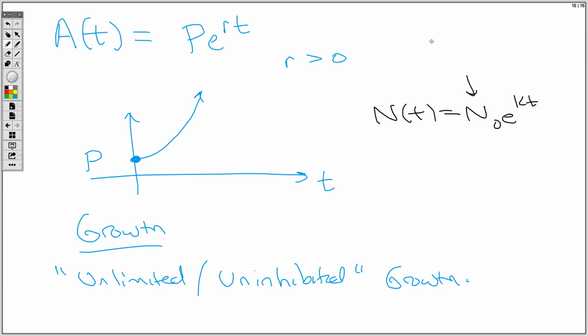Where N naught is the initial population and the k is the growth rate. And so you can talk about the doubling time of the bacteria or the yeast. And so in the homework, there are a couple questions like that. When you see the law of unlimited or uninhibited growth, basically it's the PERT formula. Instead of initial investment P, you've got the initial population. And instead of the interest rate, you've got k. Okay?